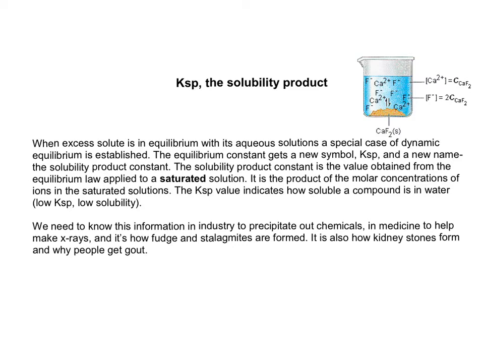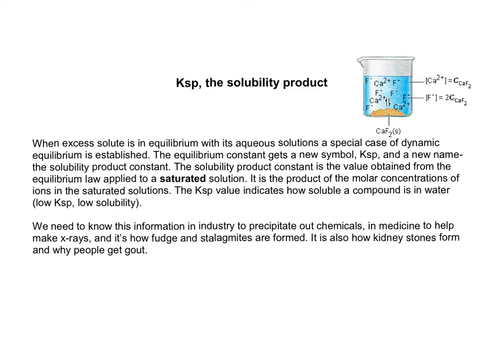The solubility product constant is the value obtained from the equilibrium law applied to a saturated solution. It is the product, product is multiply, of the molar concentrations of ions in saturated solutions. So the KSP value, just like the other K values, indicates how far to the right the products we make, and in this case the products are ions. So it will indicate how soluble a compound is in water. So if you have a low KSP, you have low solubility.